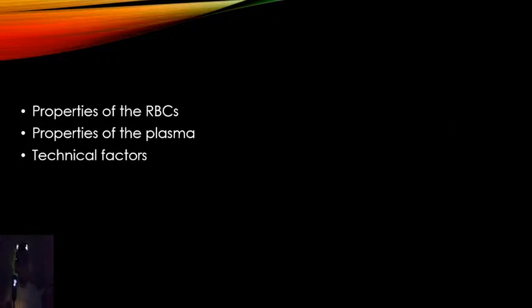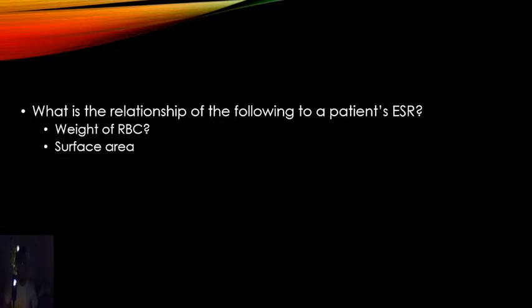So anything beyond the things that I mentioned prior, RBC and plasma, is going to fall under technical factors. All right. Now, what is the relationship between the following and the patient's ESR? Weight of RBC and surface area. Weight is directly proportional to the patient's ESR. The RBC's weight is important. Surface area is indirectly proportional to the value of the ESR.